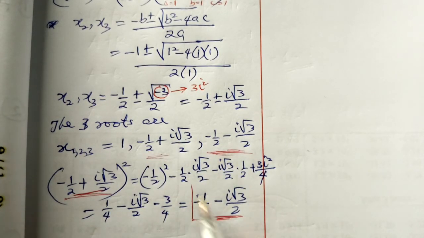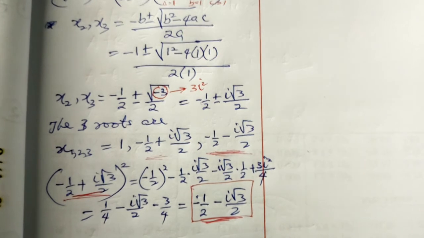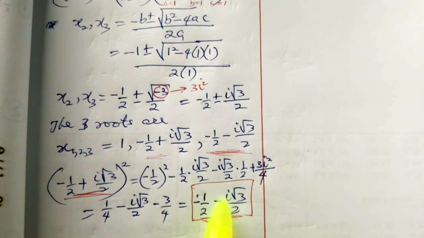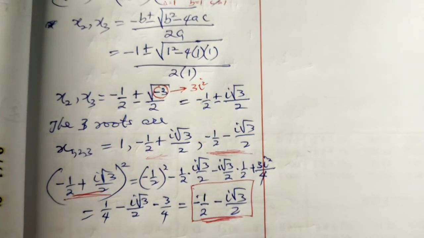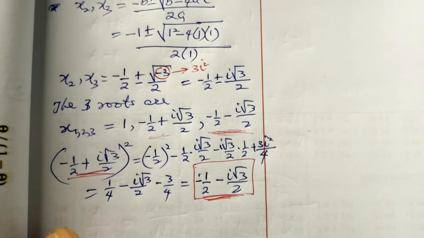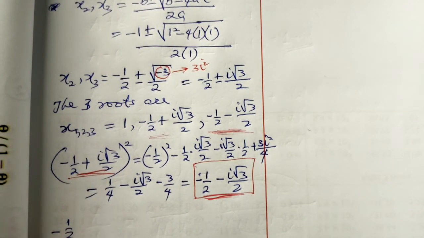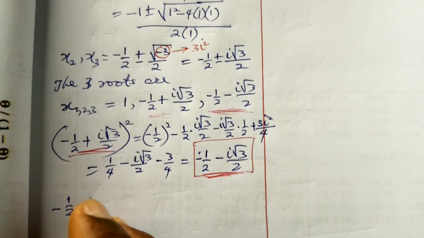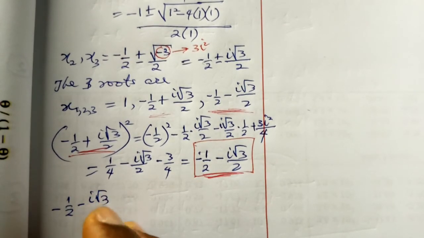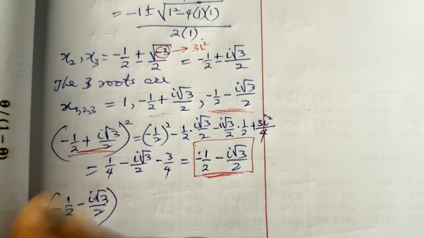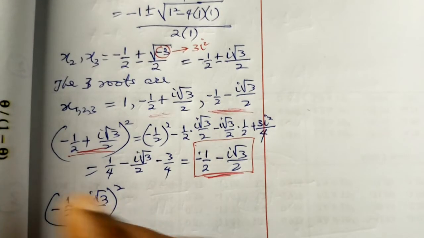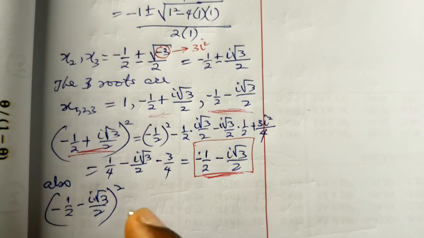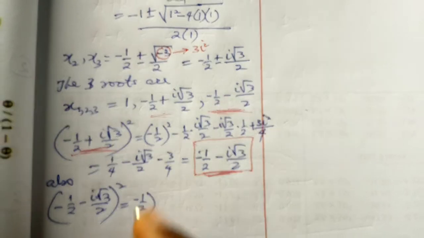Look at it here. So let us now square this one. If we square that, if we do the same thing, minus 1 over 2 minus I root 3 over 2 squared. If we square it, we'll get, let's say also, minus 1 over 2 squared.